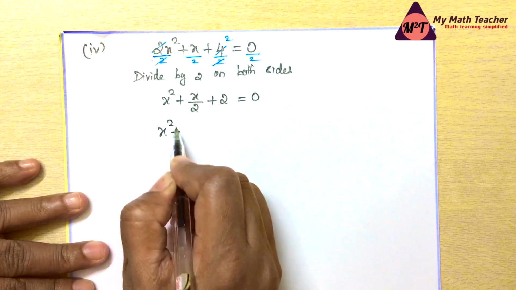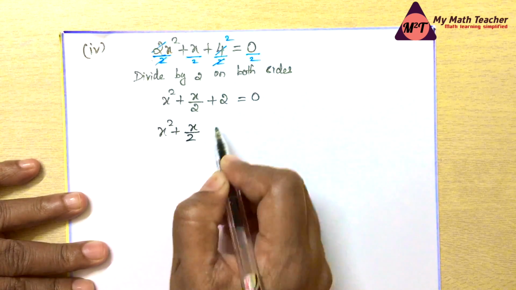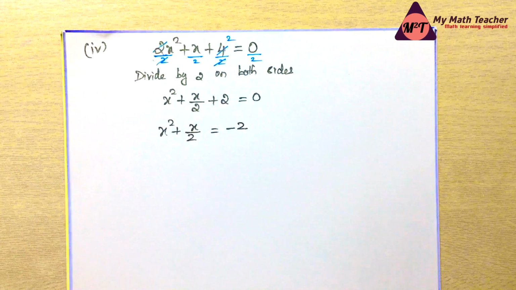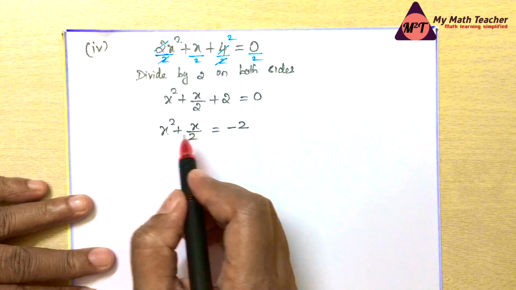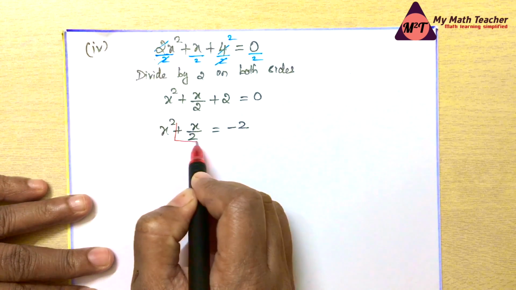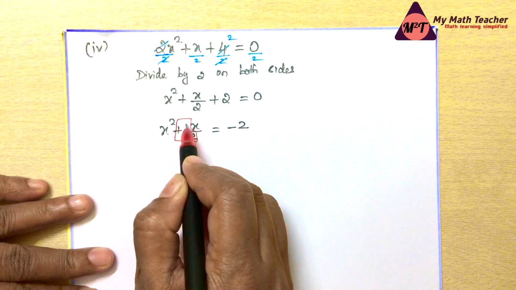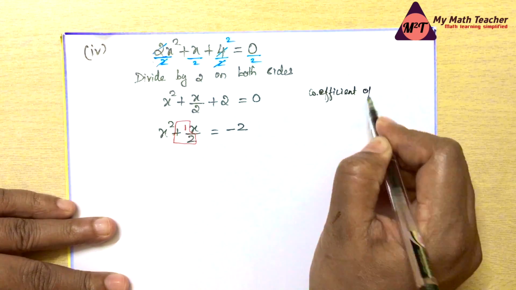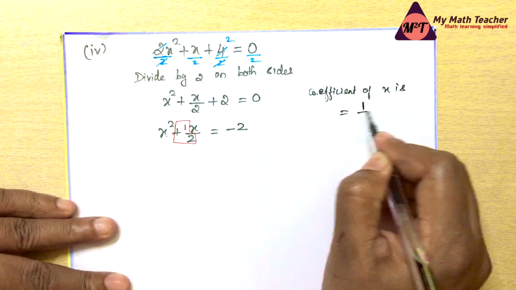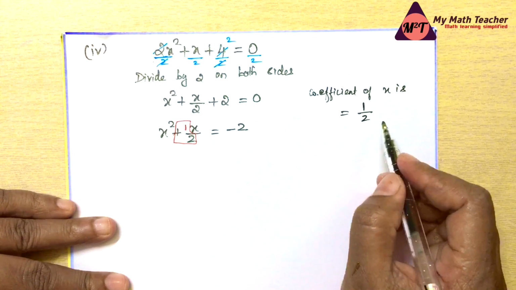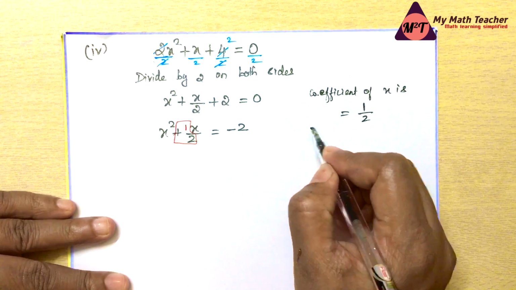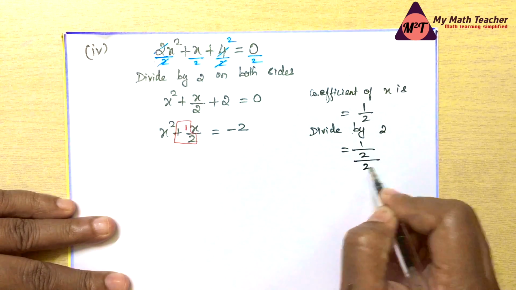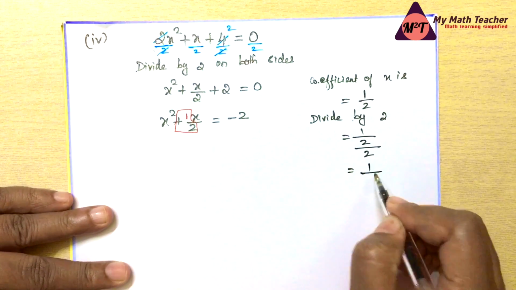Now the next step is shift this constant to the other side. x square plus x by 2 is equal to minus 2. Okay, now we have to identify the coefficient of x. This is plus 1 by 2. We have to make it half, that is divide by 2. 1 by 2 divided by 2 will be 1 by 4.